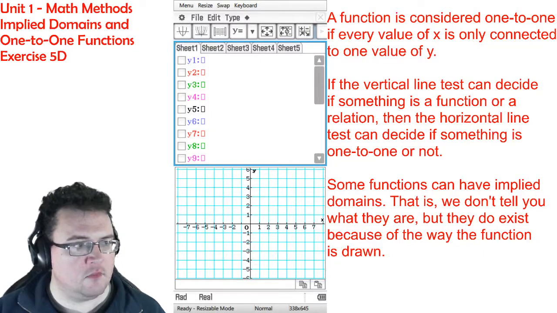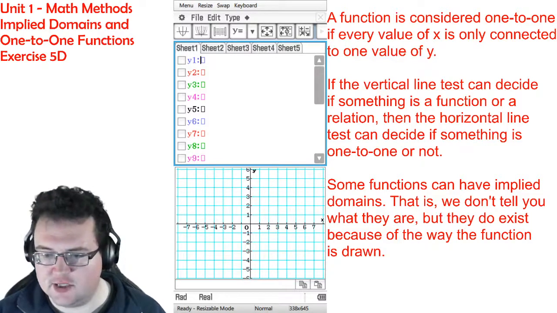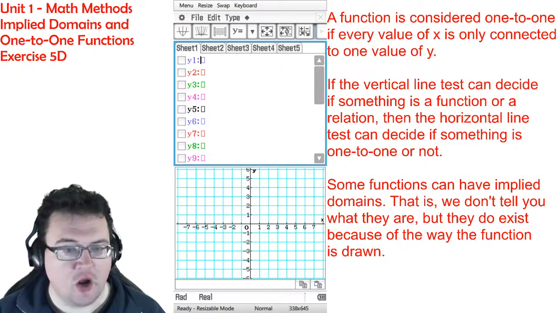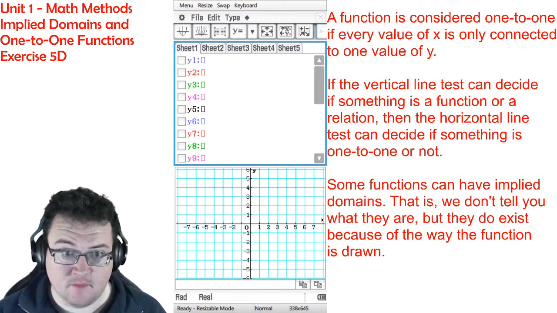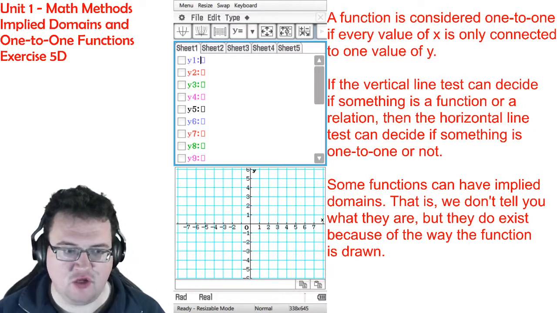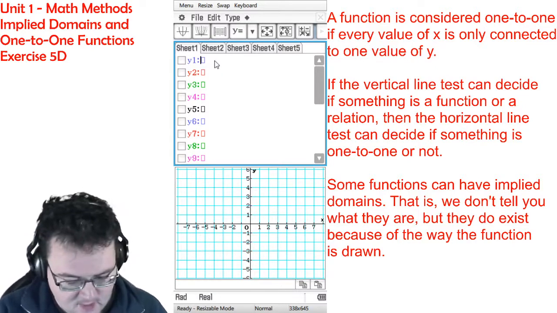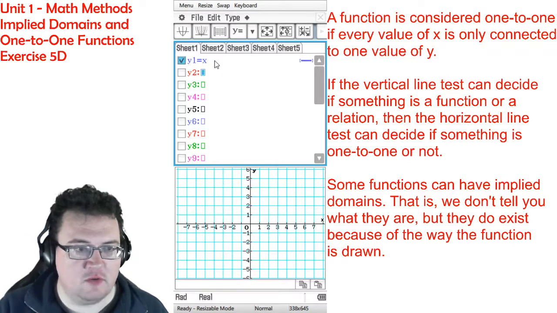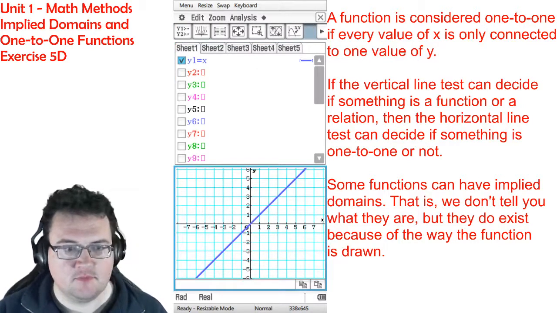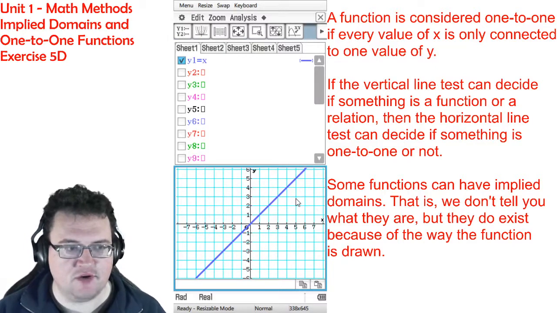Good morning, everybody. We are looking today at 5D, which is implied domains and one-to-one functions. A function is considered one-to-one if every value of x is only connected to one value of y. As an example, if I simply draw the graph of y equals x, every value of x only connects to one value of y. There is no overlap, there is no sharing.